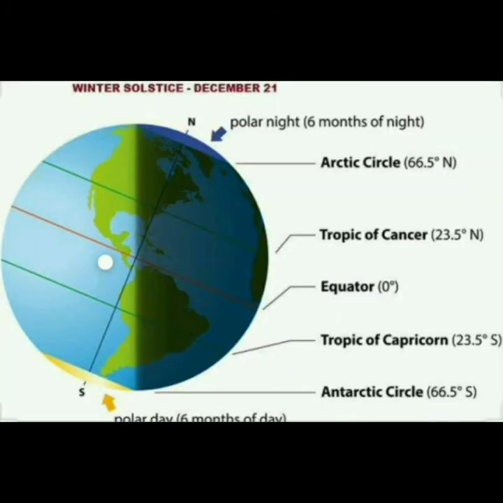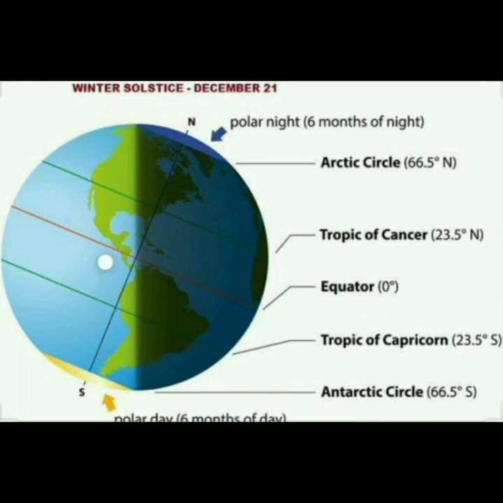Two days in a year when days and nights are equal throughout the world are called equinoxes. You understood, 2 days in a year when days and nights are equal throughout the world, that is on 21st March and 23rd September, direct rays of the sun fall on the equator, and in this position neither pole is tilted towards the sun, so the whole earth experiences equal day and equal night.